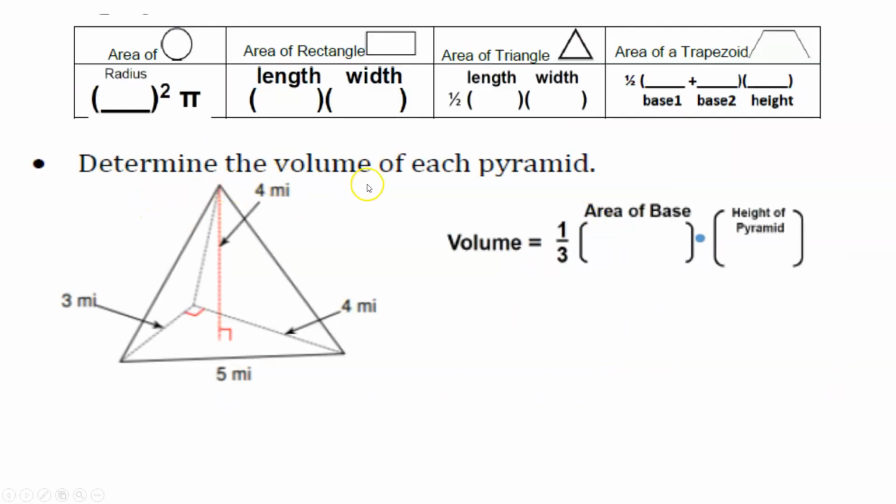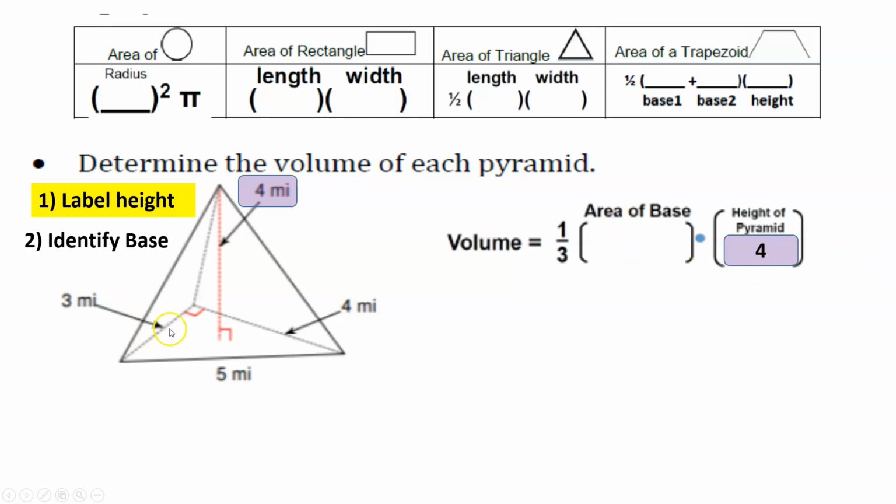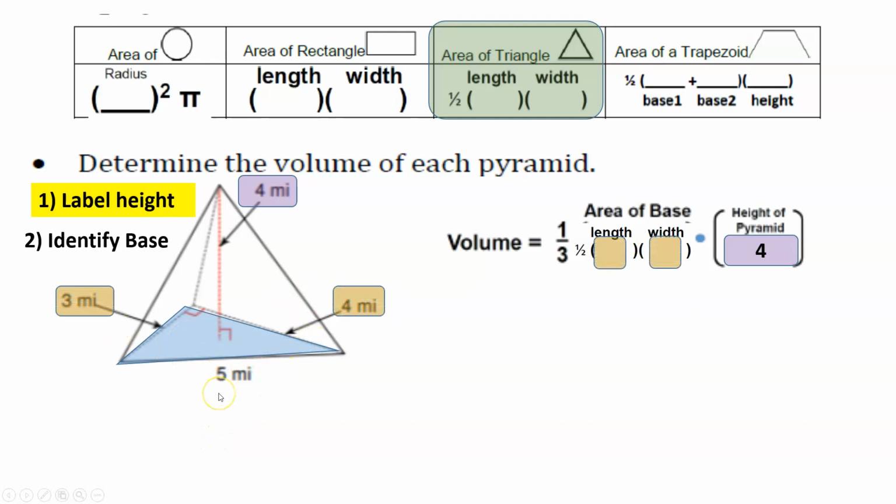Alright, so it says determine the volume of each pyramid. First things first, we're going to label our height, which starts from the top of our pyramid to the bottom. In this case it would be 4 miles. Okay, for the area of our base, notice that our base is a triangle. So we'll be using the area of our triangle to figure out the area of our base. Now they give us 2 spaces, but I have 3 numbers. We'll be using these 2 here. Note that the side I didn't choose was our hypotenuse, whereas these were our legs.